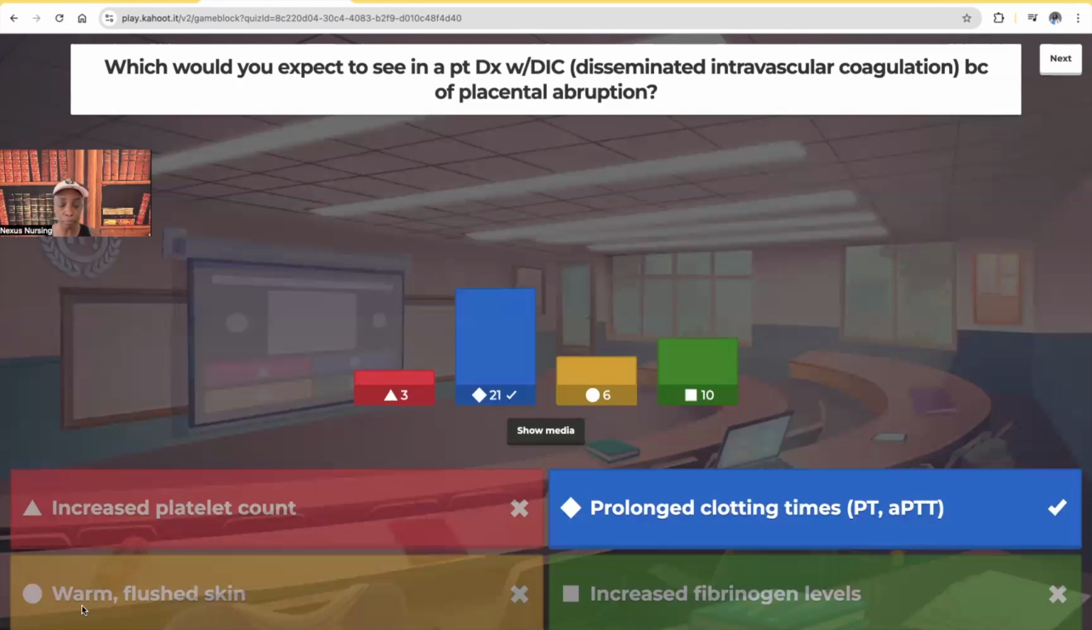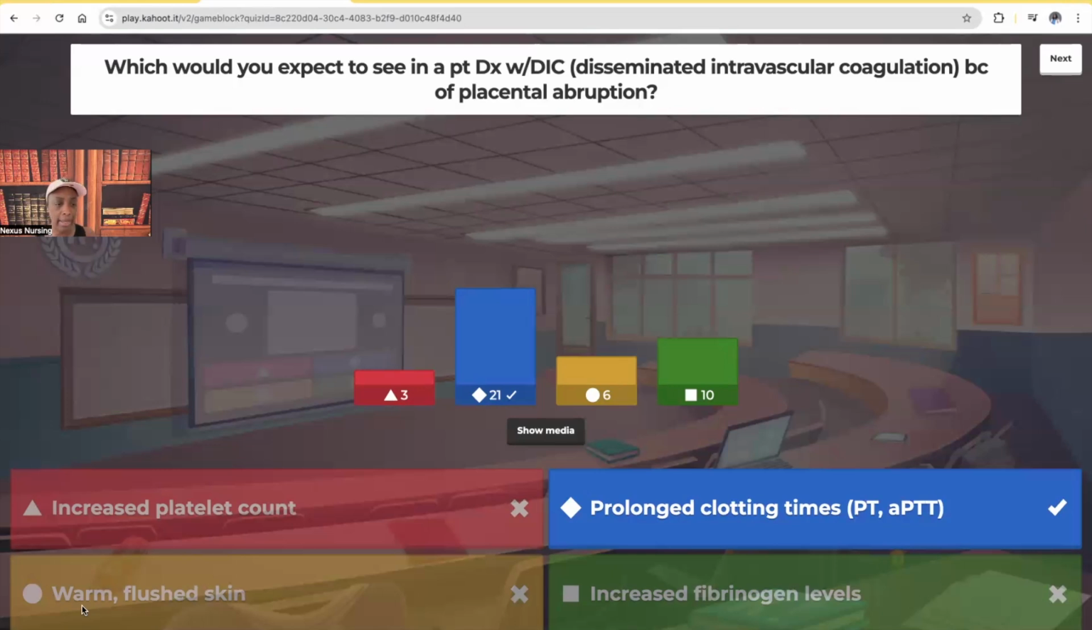placental abruption, it makes sense that the patient's going to have increased clotting times. Why? They're bleeding all over the place and their clotting factors have been depleted. Look at the other options. Increased platelet count. I just told you in DIC, your clotting factors are depleted. What do platelets do? Help you clot. So how are you going to have increased platelet count? If anything, the platelet count would be what? Decreased. So that could be the answer.